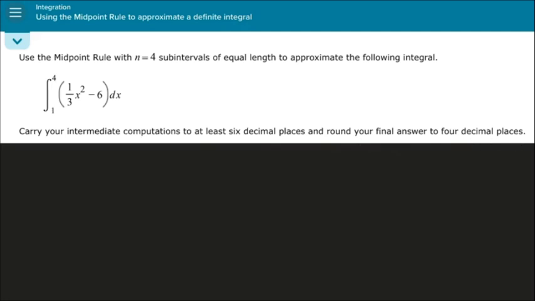So we'll first start off by sketching the graph so we can see what is represented by this definite integral. So let's take a look at the function f of x equal to 1/3 x squared minus 6, and we want to take a look at it on the interval from 1 to 4. We know that when we have a quadratic function, because of this x squared, it's going to be a parabola. The leading coefficient of x squared is 1/3, which is positive, so it's going to open upward.